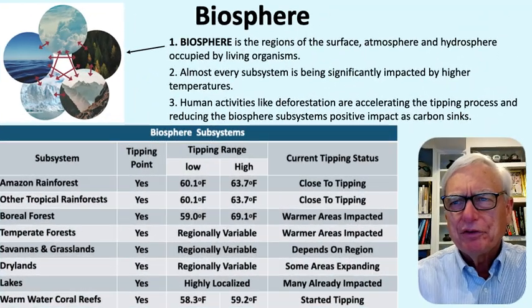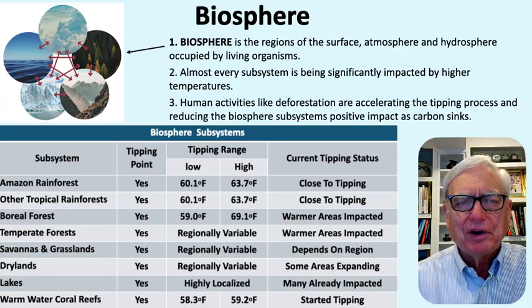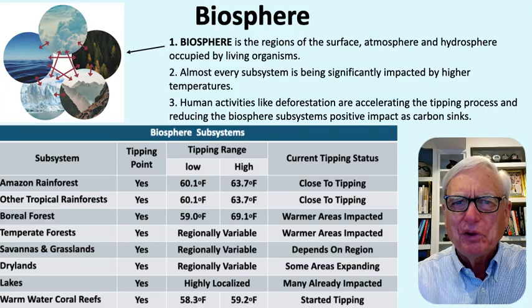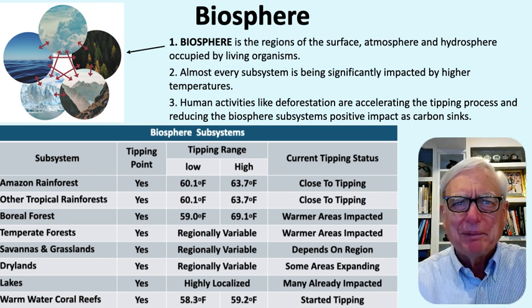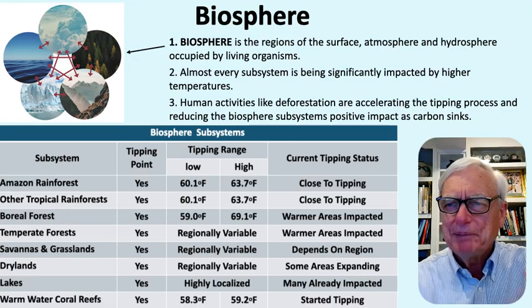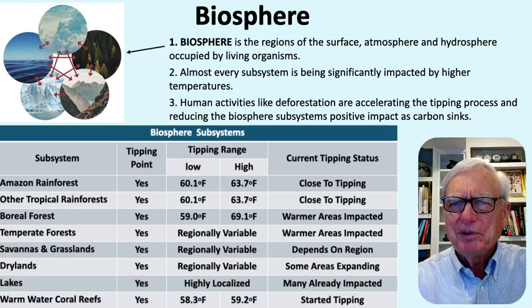Now we get to the biosphere. And the biosphere, here are the major subsystems there, the Amazon rainforest. Now you can see the Amazon rainforest is close to tipping. It should tip within the next 10 years probably. That's probably true of other tropical rainforests. The boreal forest is already in its tipping range, and we're already seeing some impact.